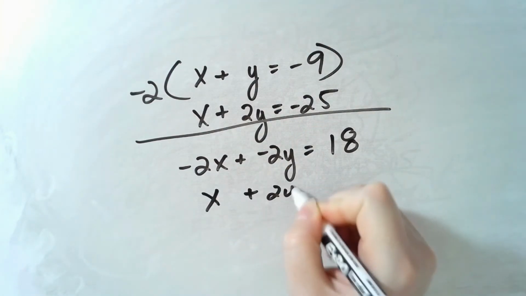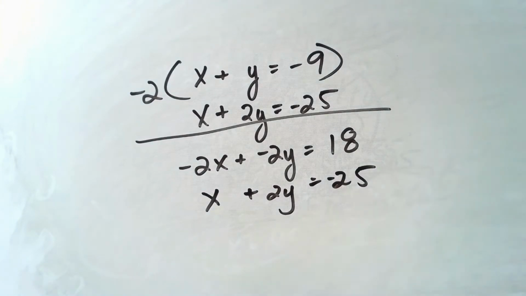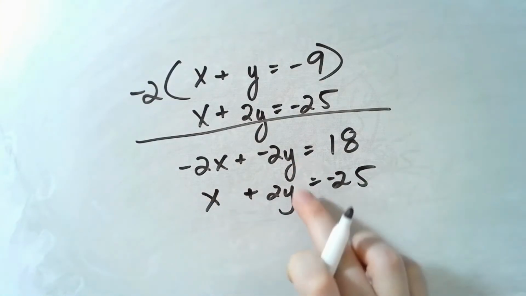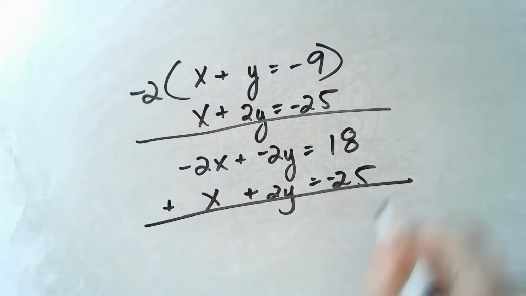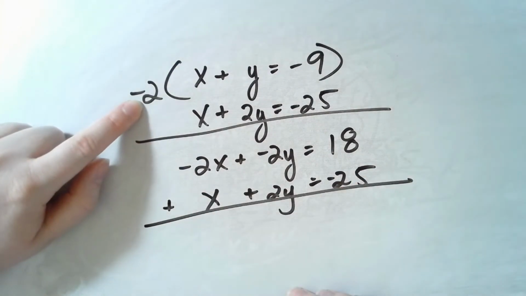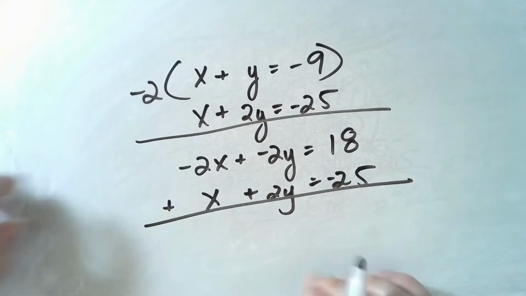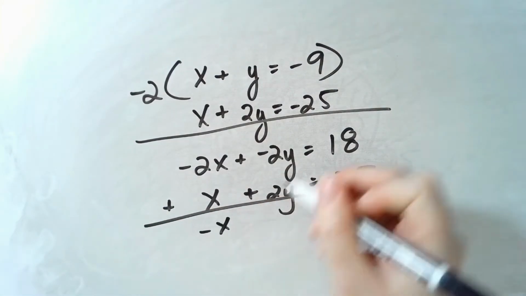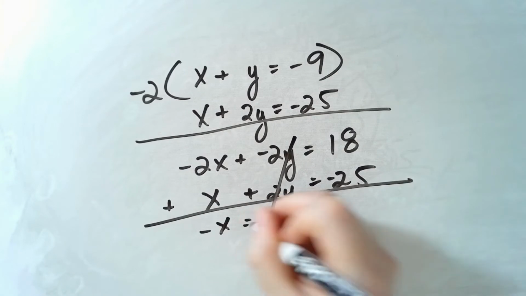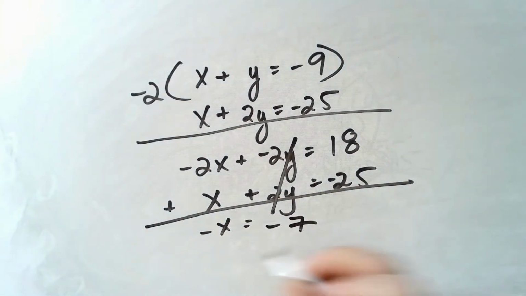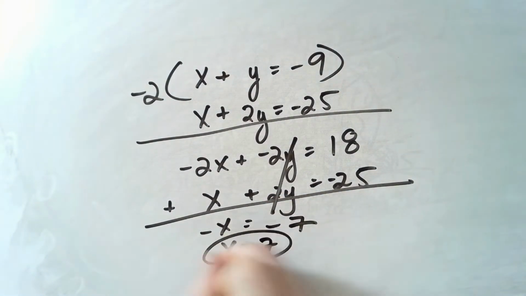Then the bottom is x plus 2y equals -25. Because this is negative and this is positive, I'm going to add down. If you multiply this by 2 right here, you can get the exact same thing by just subtracting down there. So this is going to get us -x. The y cancels out. And this is equal to -7, or x equals 7.